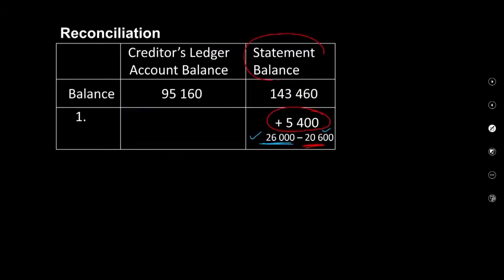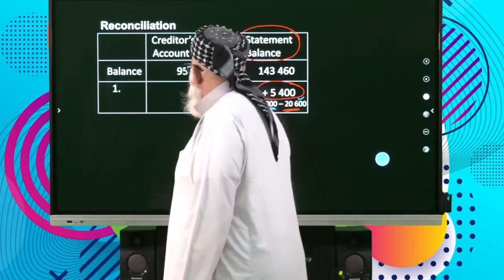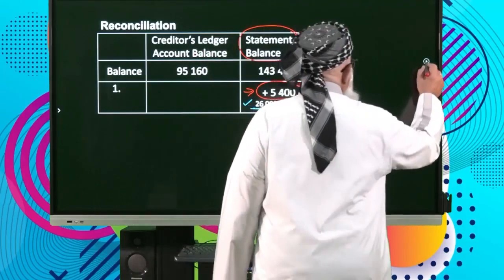So where do we correct it? In the statement. And what do we do? We add an amount of 5,400 because they have undercasted the invoice. They've made an entry with an amount too little, as a result of which we now make an entry with the difference. Okay, so number one is sorted. Let's go to number two.